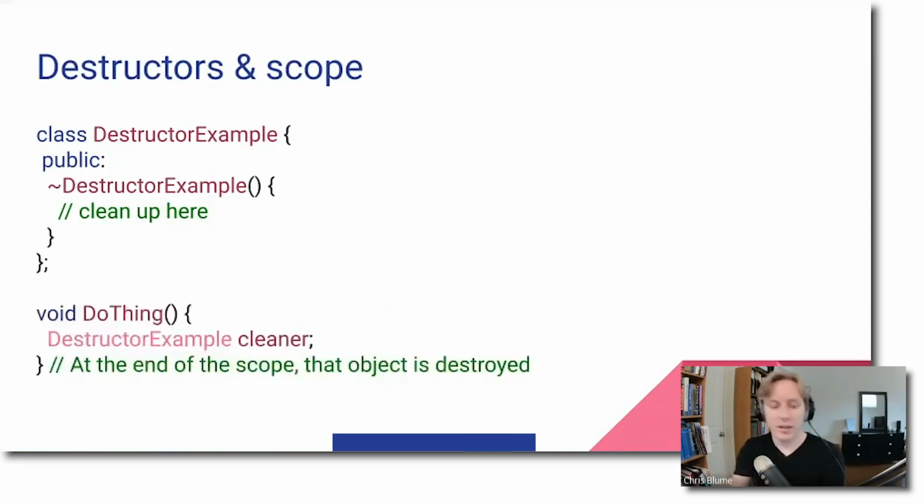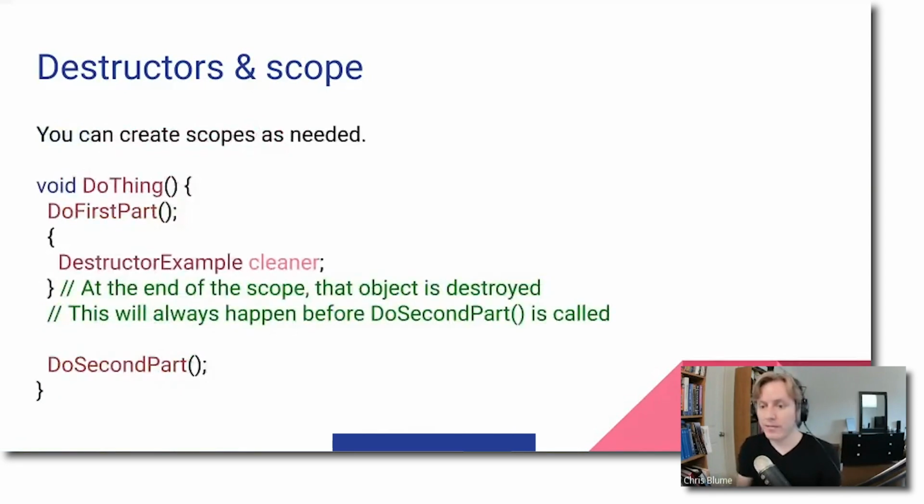So as an example, here we have this function doThing at the bottom. We create a destructor example named cleaner, and at that closing curly brace, that is where the destructor is going to get called. In fact, you can insert scopes wherever you want. So here we call do first thing, and then we have a scope so that the destructor gets called before we do the second part.